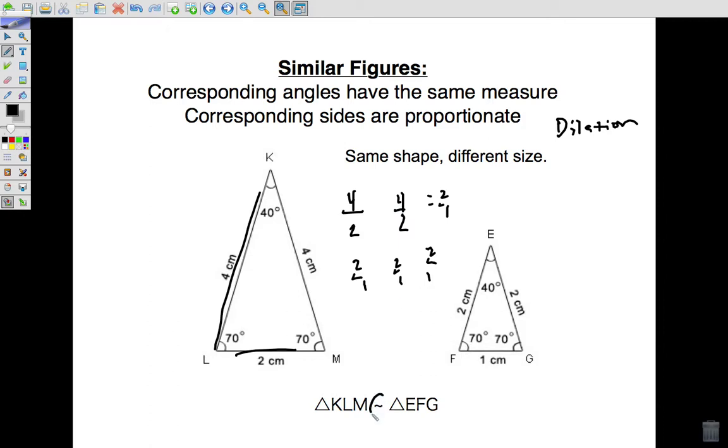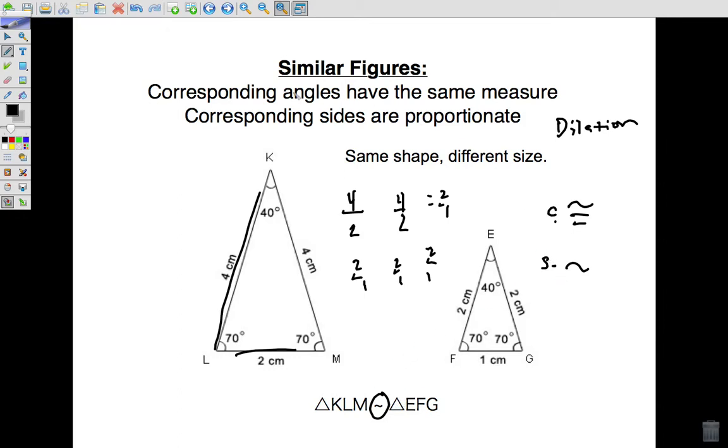This symbol right here, that's our similar. Remember, congruent was this. Similar is just that. So this is congruent. This is similar. So we're saying, again, these triangles are similar. Just like congruent, I have to keep them the same. So K is 40, so E is 40. It goes K, L, M, so this would go E, F, G. I have to keep them in the same order.